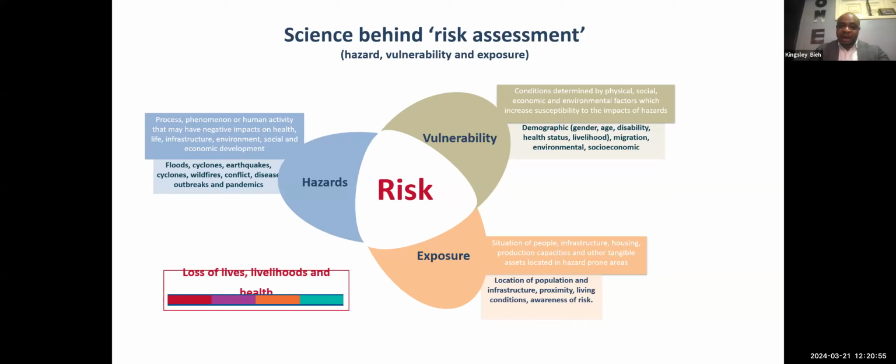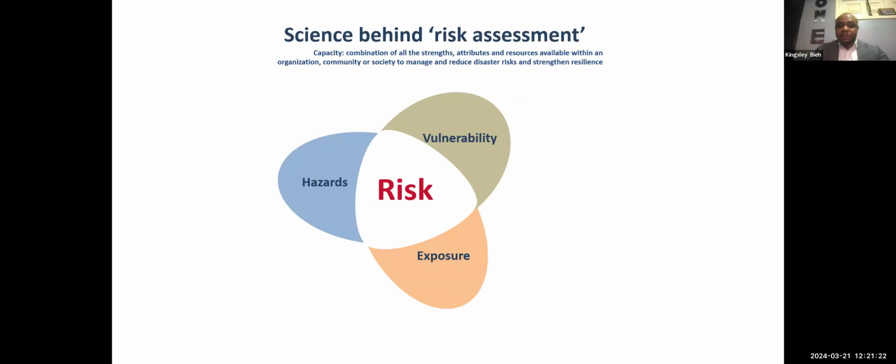The interaction between the hazards, the vulnerability, exposure, would then result in some of these consequences. So the potential consequences, loss of life, livelihood, and health, constitute the risk. So risk is not necessarily hazard, but it is an interaction between hazard, vulnerability, exposure. Next slide.